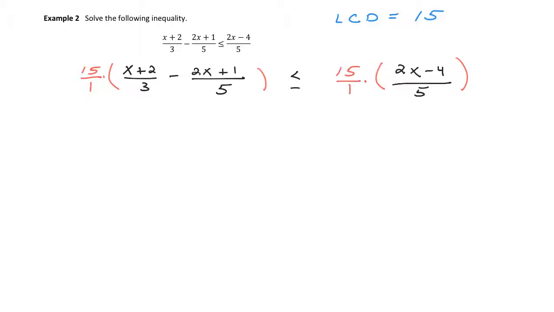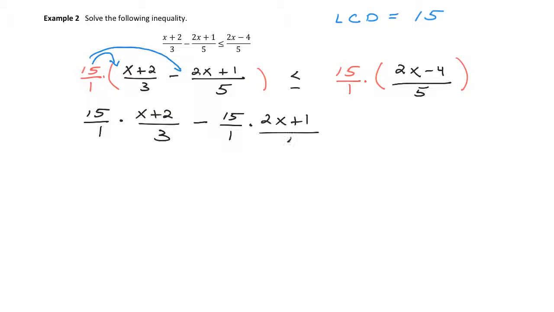So you could, again, put a few extra steps in here. I think I will write it out, where this 15 over 1 gets multiplied in front of both of these first two terms. But over on the right side, it's really just set up where I can remove the parentheses. So to write that entire thing out, I get 15 over 1 times x plus 2 over 3. Now it's going to be minus 15 over 1 times 2x plus 1 over 5. And this is less than or equal to 15 over 1 times 2x minus 4 over 5. So you could really start at this step where you're just placing a 15 in front of every single term.